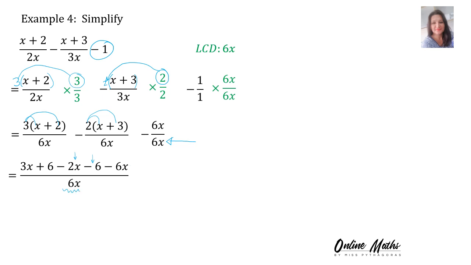Now you can add your like terms. Plus 6 minus 6 will cancel each other out. And then 3x minus 2x minus 6x is minus 5x over 6x. And then in your final step, x goes in itself once, x goes in itself once. Therefore, your answer is minus 5 over 6.